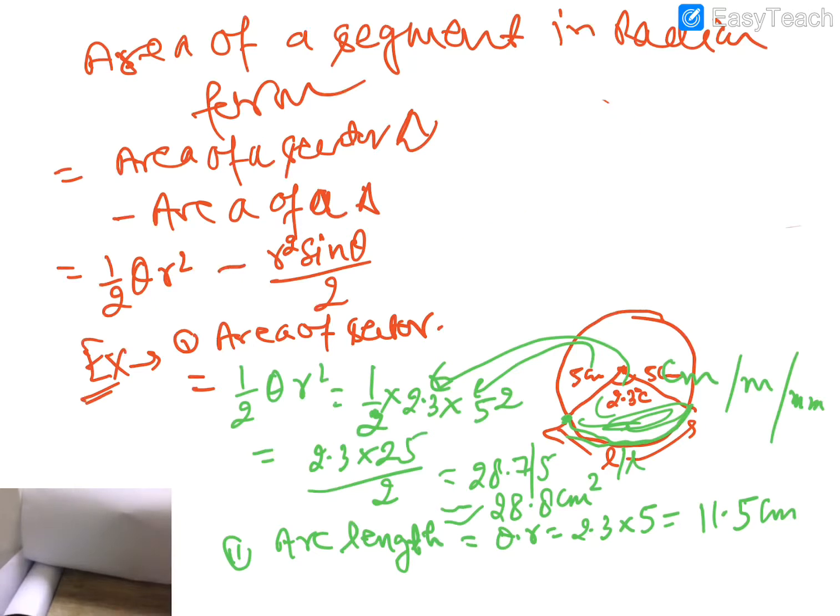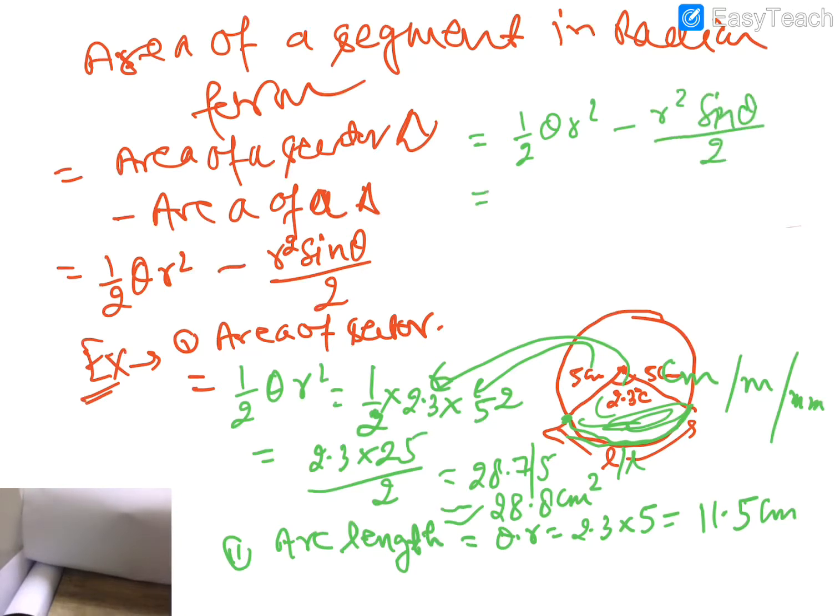Okay, so see here, the area of a segment is equal to the area of the sector, which is half theta r squared, minus the area of a triangle, r squared sine theta over 2.